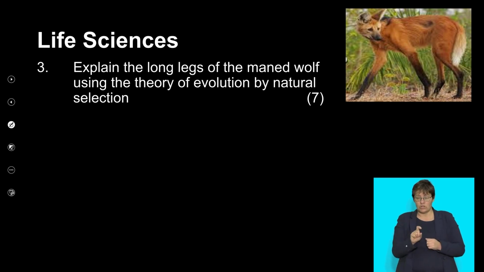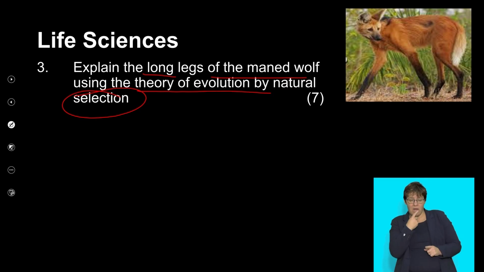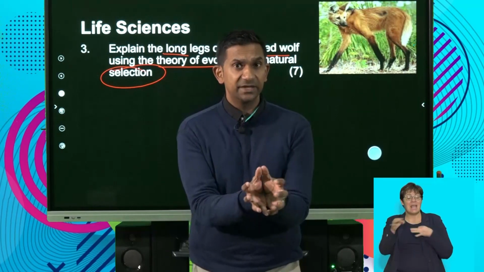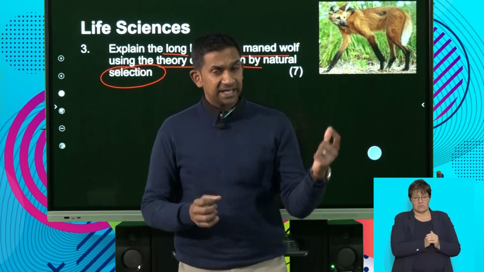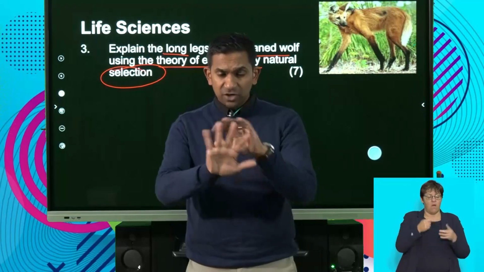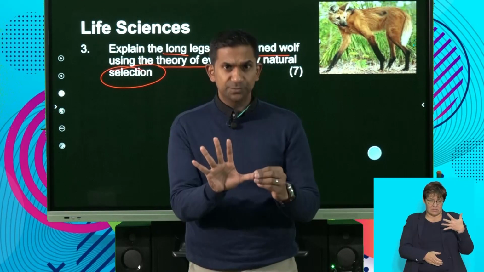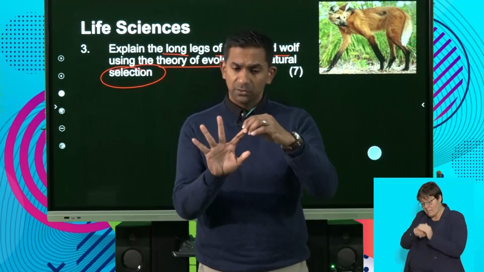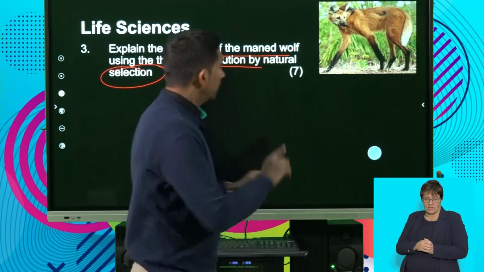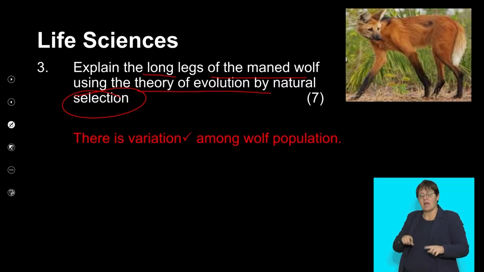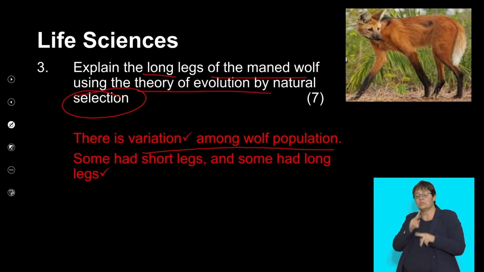The question that I'd like to wrap this section up with is: explain the long legs of the maned wolf using the theory of evolution by natural selection. And guys, this is a typical question that you would get where you've got to explain the theory using an example. Again, it is pinned by the 4 or 5 concepts that we discussed, that individuals produce offspring. Amongst the offspring, we see variation. In this case, we see that there's variation in the length of the limbs. Amongst them, these have a better chance of being able to find prey or food or see predators.